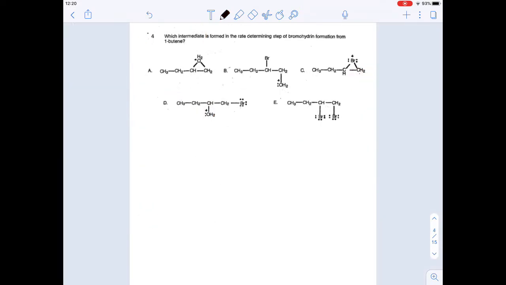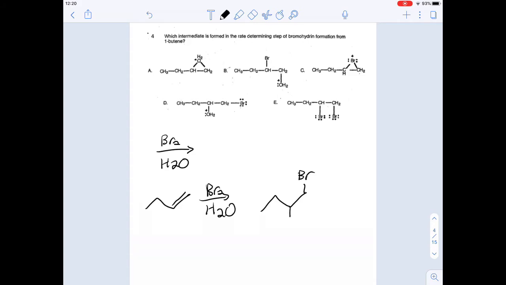Okay, so multiple choice 4 asks us which intermediate is formed in the rate determining step of bromohydrin formation from 1-butene. So the first thing we have to do to answer this question is recognize which reaction bromohydrin formation refers to. So the overall reaction of bromohydrin formation is this. Using 1-butene as our reagent, it's kind of sloppy. The product is going to be a Br on the less substituted side being trans to an OH. Now, I'm going to give you guys the mech because you're going to need the mech to answer this question.